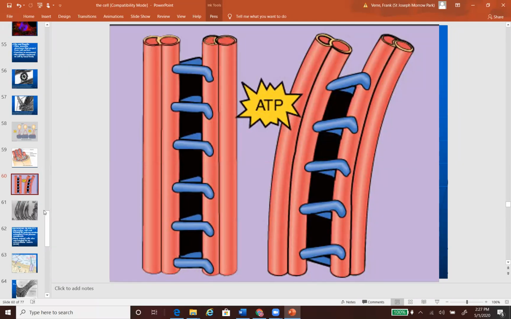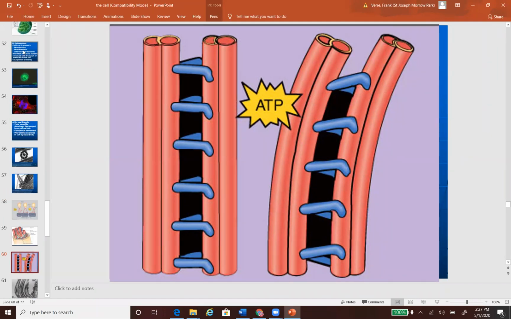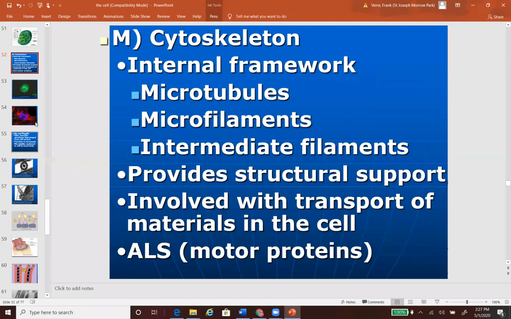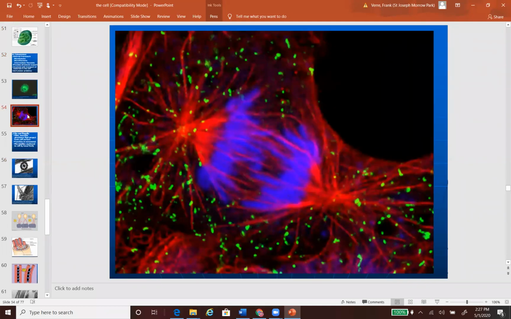This is also part of the cytoskeleton. So the cytoskeleton is involved in moving things around, whether it's moving the cell or, here, moving apart or separating the DNA of a cell, which again, we'll talk about when we get to cell division.